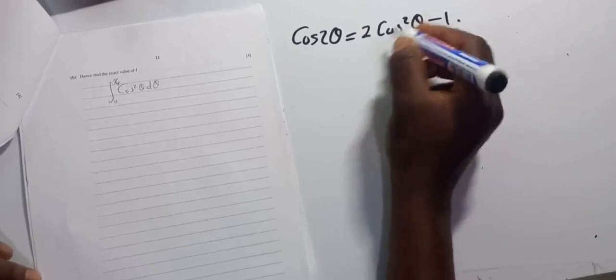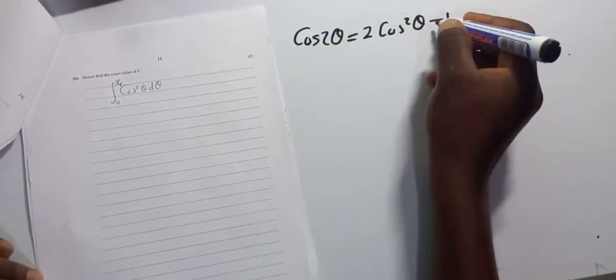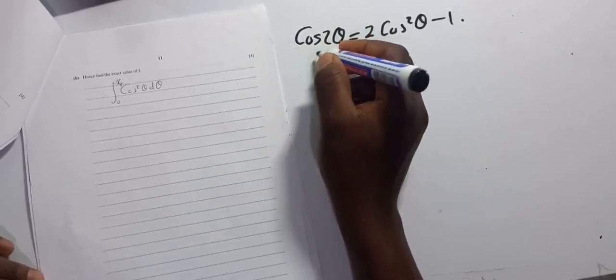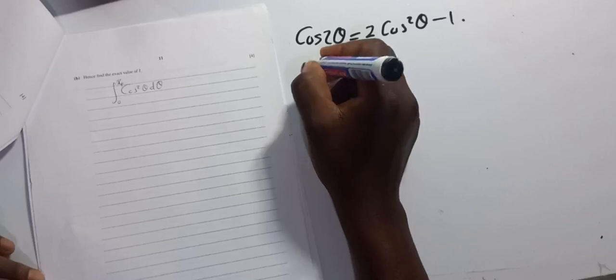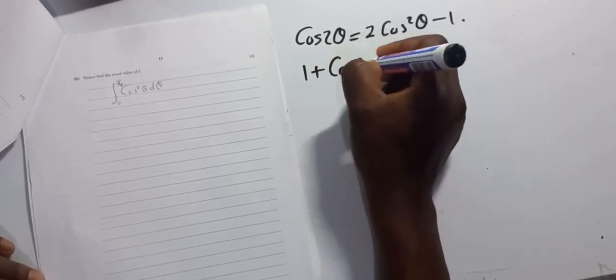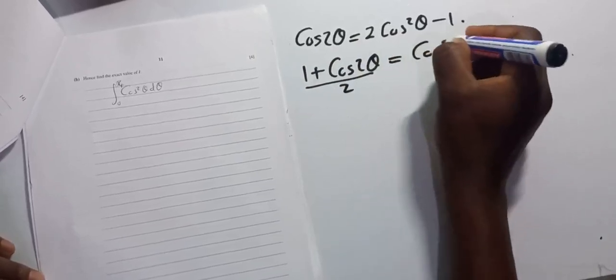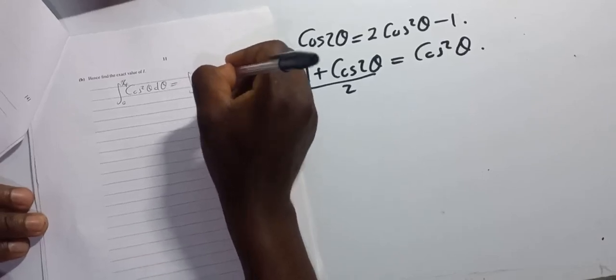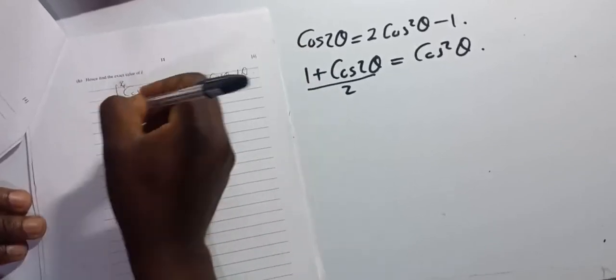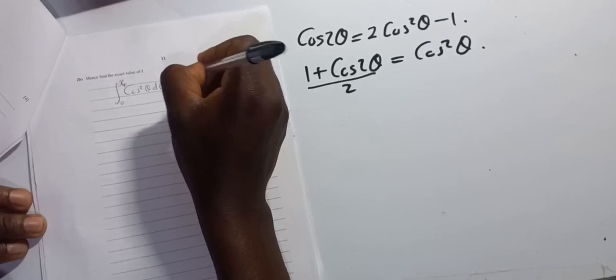We are going to make cos squared the subject of the formula. If we take minus 1 to this side, it becomes plus 1, and we divide by 2. So we have (1 plus cos 2 theta) over 2 equals cos squared theta. Instead of integrating cos squared theta, we now integrate that. So this equals the integral of (1 plus cos 2 theta) over 2 d theta from 0 to pi over 4.